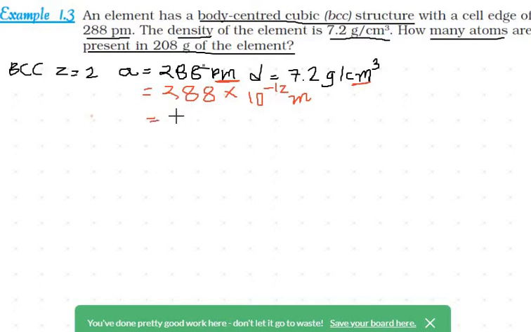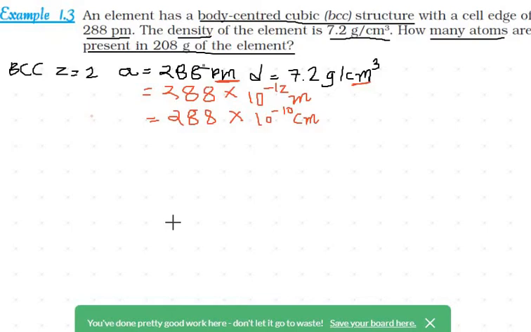And if I write it in centimeter, it becomes 288 into 10 to the power minus 10, that becomes centimeter. Now it is okay. This cell edge length is also in centimeter, while the density is also in centimeter. Okay.